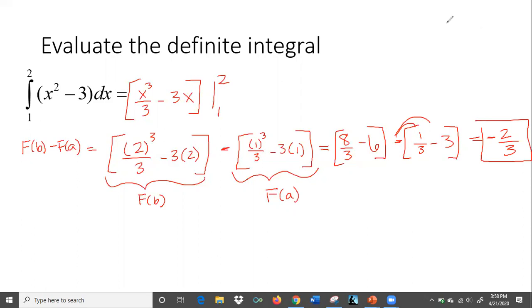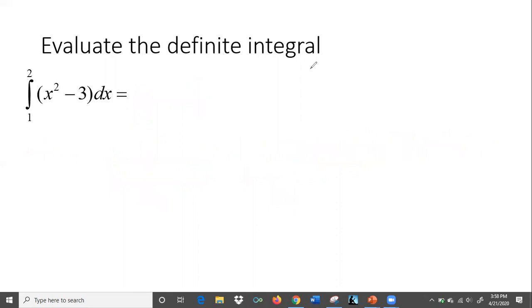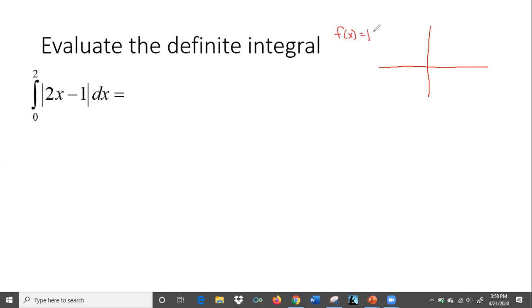Okay, we're going to look at one more direct example here. We're going to evaluate the definite integral. Now this one's a little bit different because we have an absolute value. So there really are two functions here. It's really important to first know what your function is doing. So we have f of x is the absolute value of 2x minus 1.